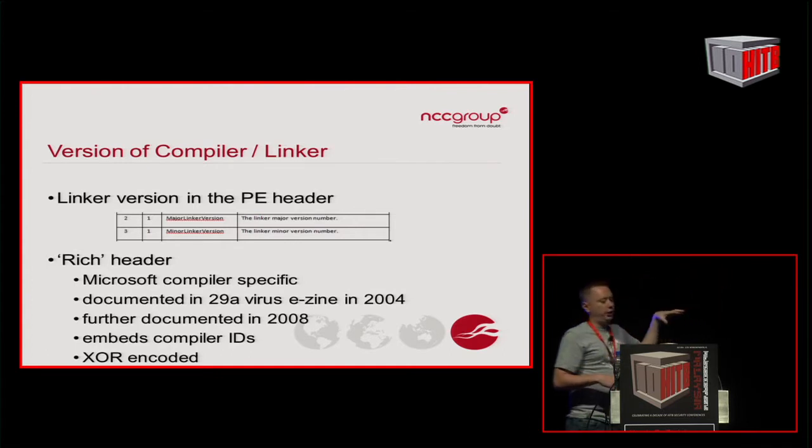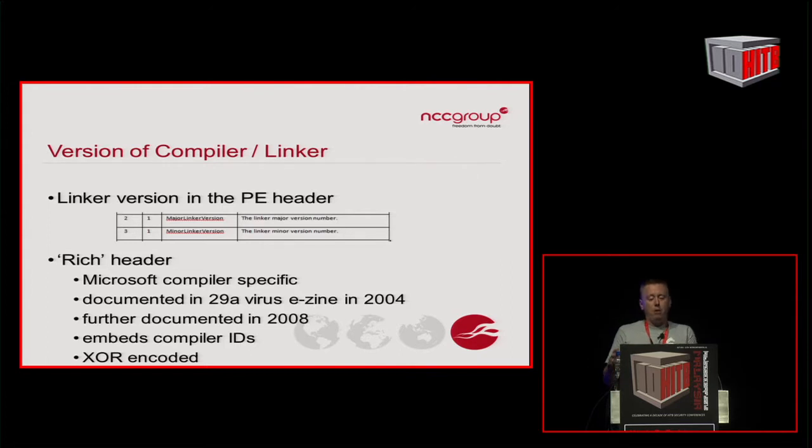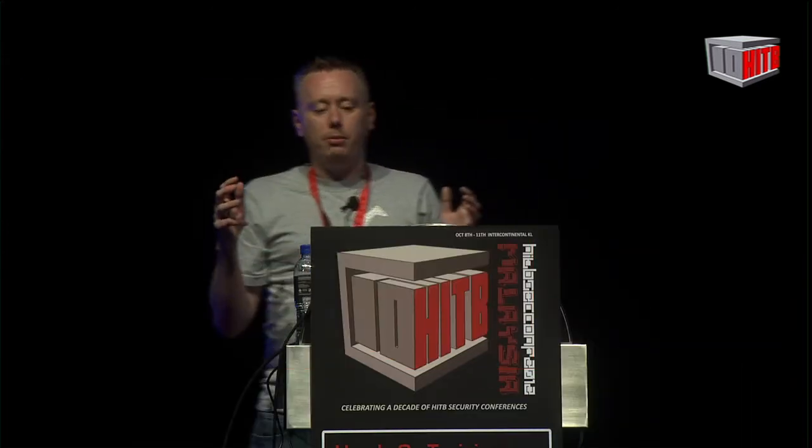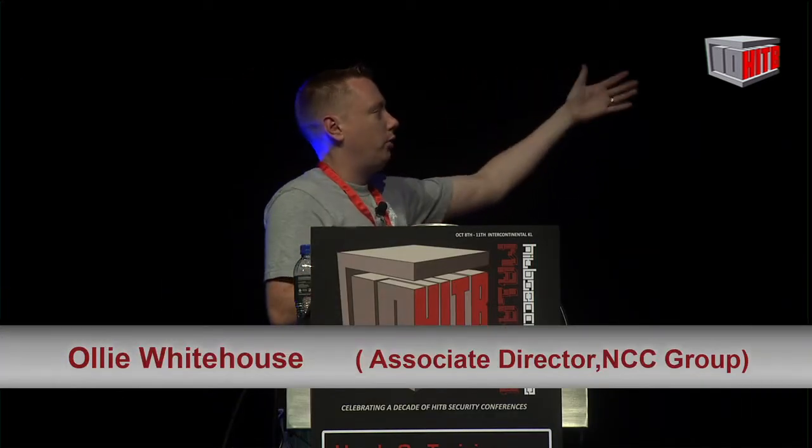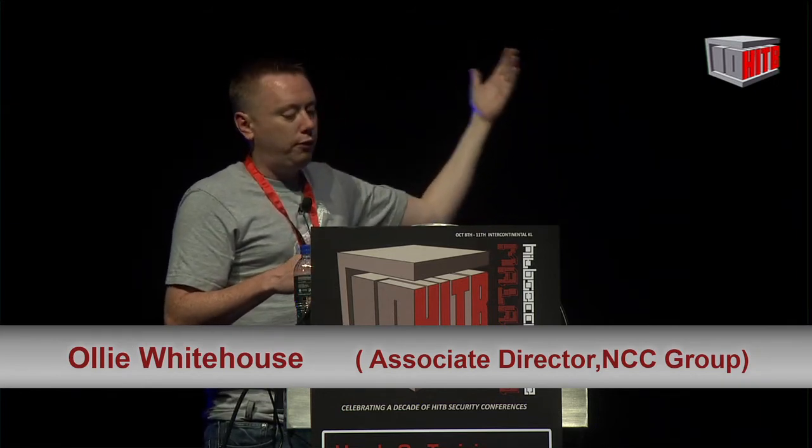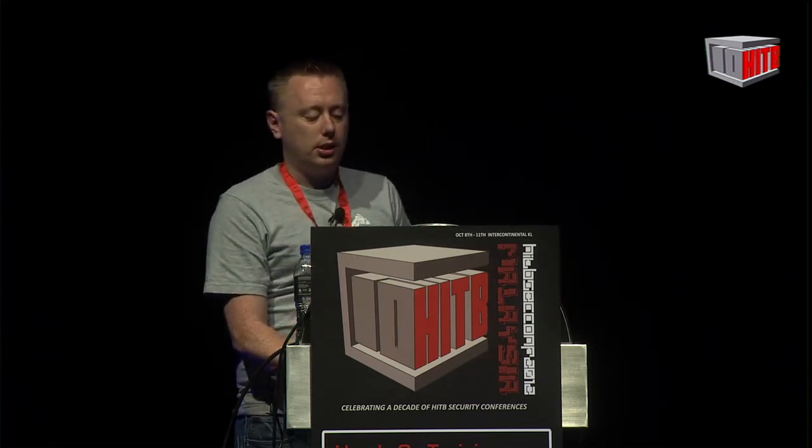What's more interesting, and not documented by Microsoft at least, is this Rich header. At the top of every Windows binary, it starts with the Rich magic, and then there's an XOR encoded blob. In that XOR encoded blob, there is the compiler version ID of every compiler used to compile every object that went into that end executable. These are nondescript numbers, and it's been known about on the internet for a long time. In 2004 the virus ezine 29A picked it up, and then it was further documented in 2008.